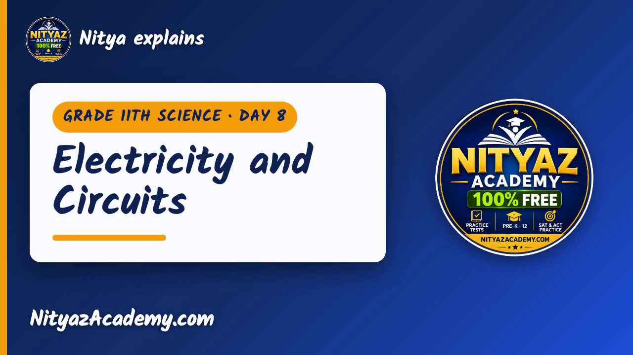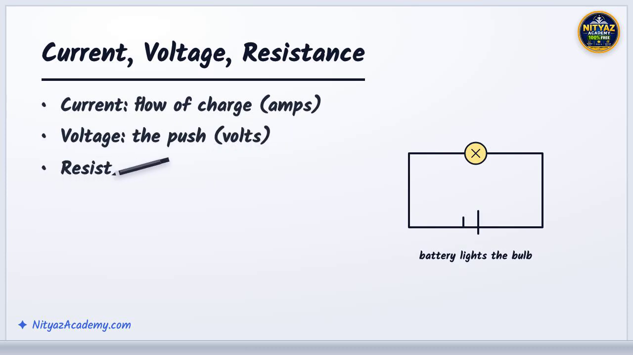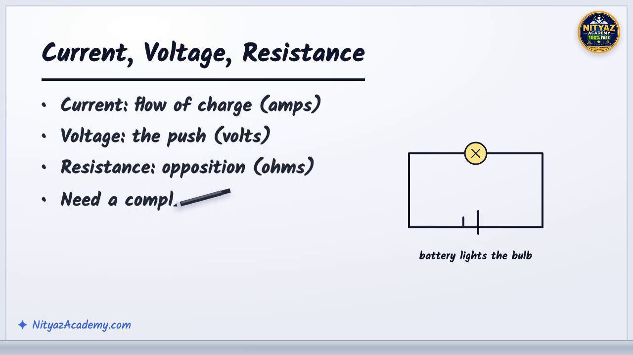Let's learn electricity and circuits together, step by step. Electricity is the flow of tiny charged particles, mostly electrons, through a conductor. Current measures how much charge flows each second, in amperes. Voltage is the push that drives that flow, measured in volts, like pressure in a water pipe. Resistance, in ohms, opposes the flow and turns some energy into heat.